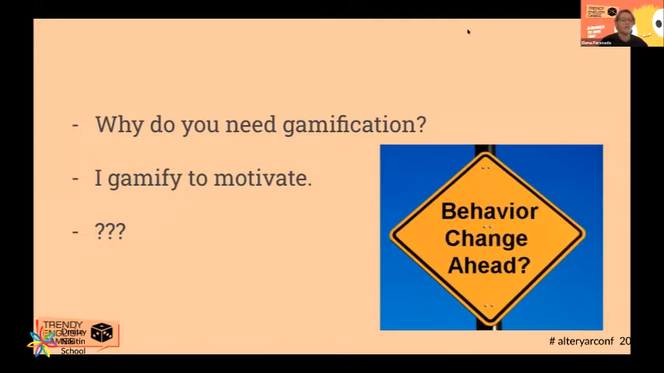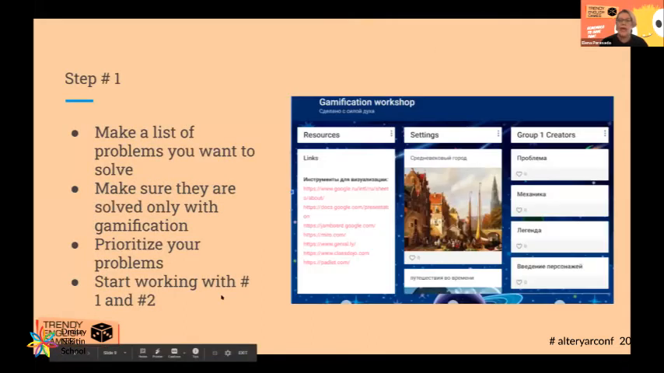Teachers don't really understand that you can't just gamify everything. It's impossible to just motivate. Motivation is a big word. You have to break it apart, and you have to find some goals, some aims you're going to work with. So what exactly do you want to change in your students' behavior?